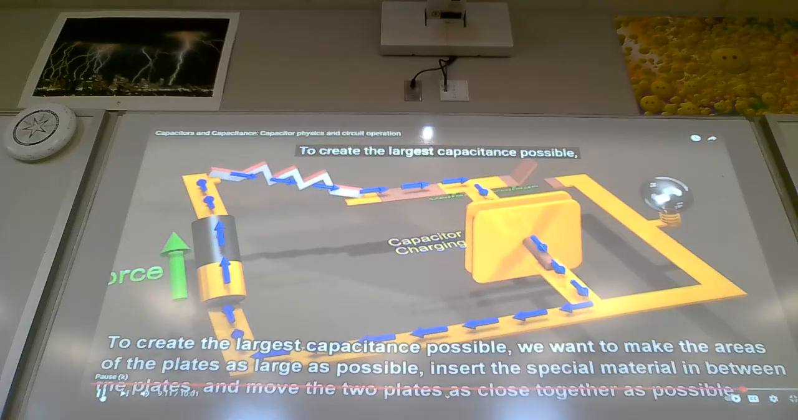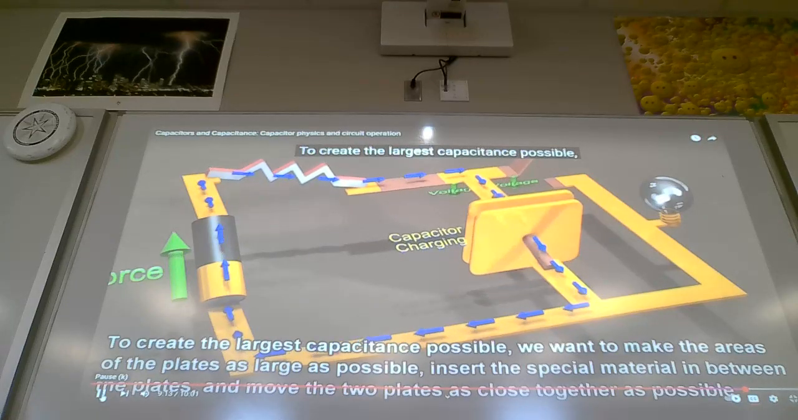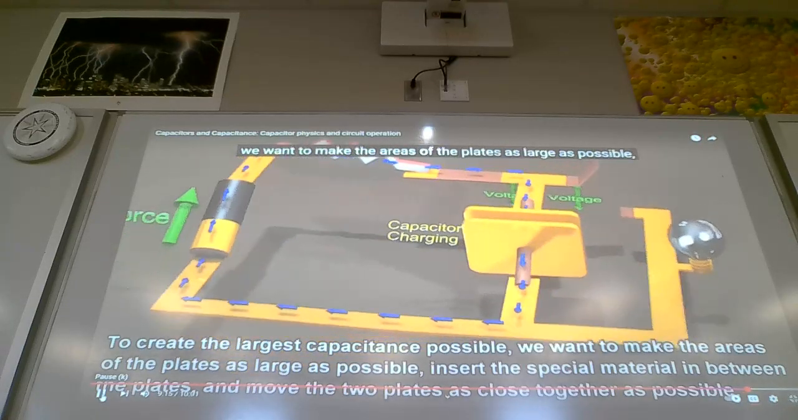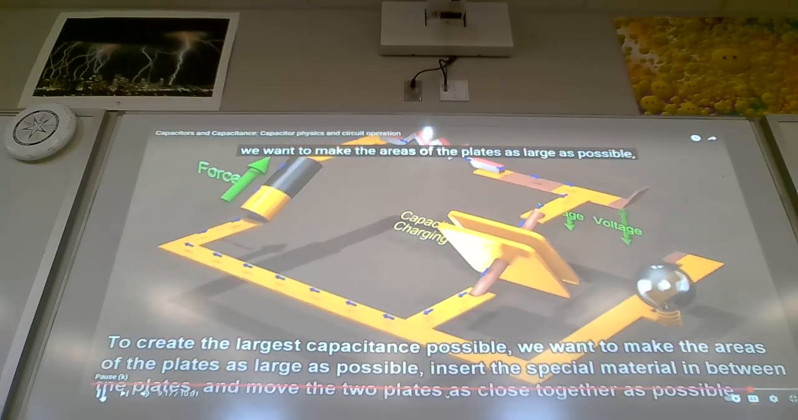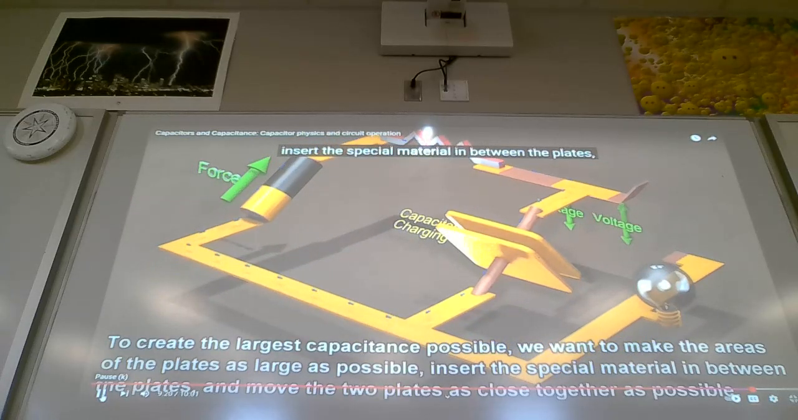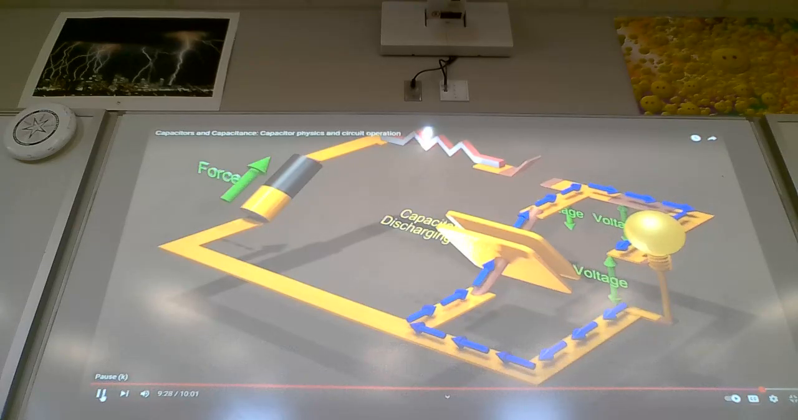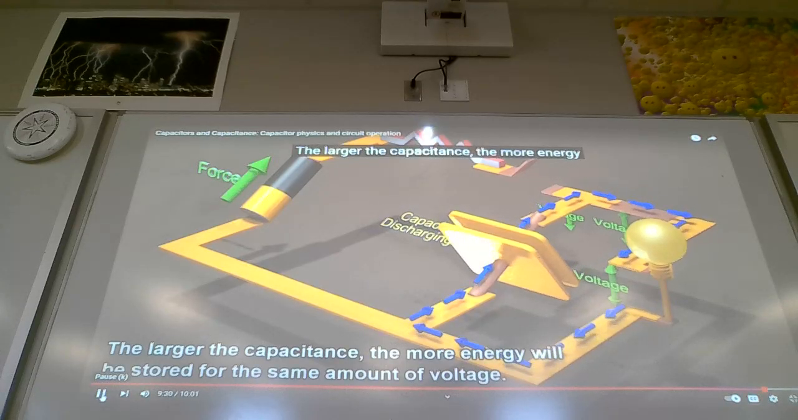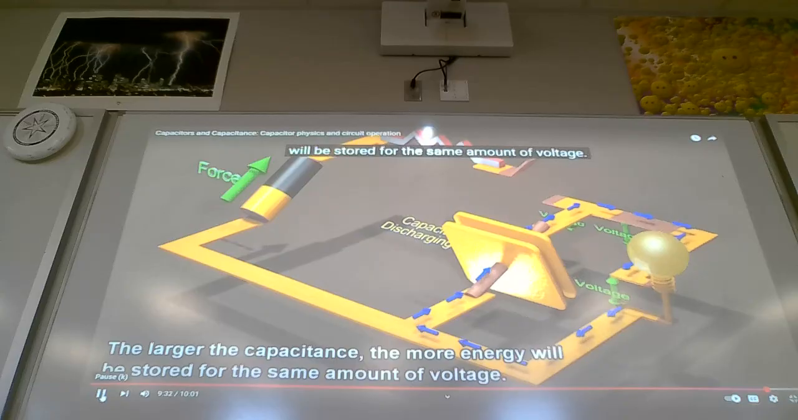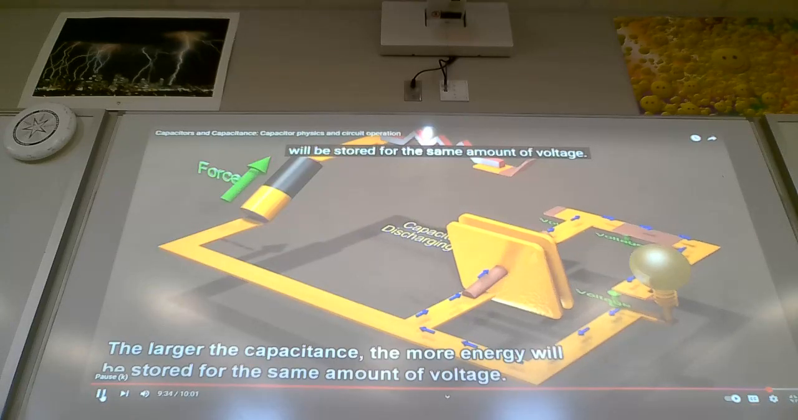To create the largest capacitance possible, we want to make the areas of the plates as large as possible, insert the special material in between the plates, and move the two plates as close together as possible. The larger the capacitance, the more energy will be stored for the same amount of voltage.